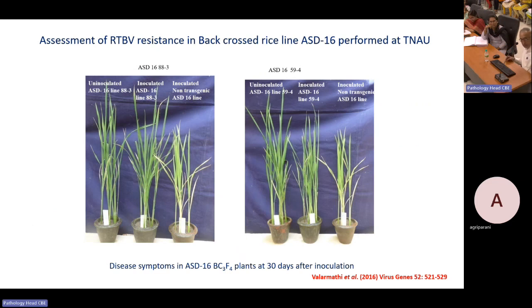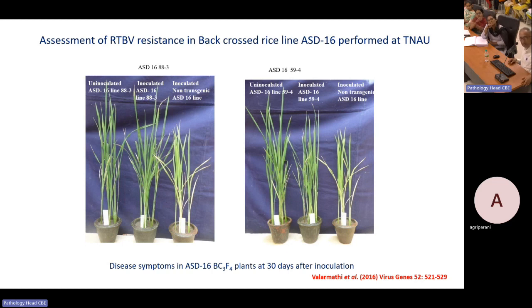So this is one, there are many pictures like this, but one of them, this was done at TNAU Coimbatore. The main author was Dr. Balarmati. I think she is now elsewhere. So she was a PhD student, I think, in this. So what you see is these back cross varieties. So this is ASD 16883, and that is ASD 16594.